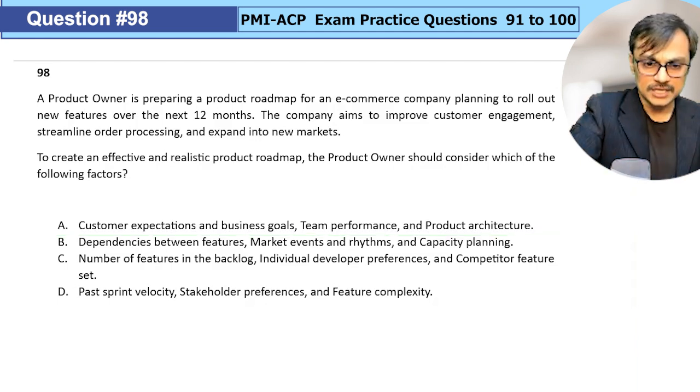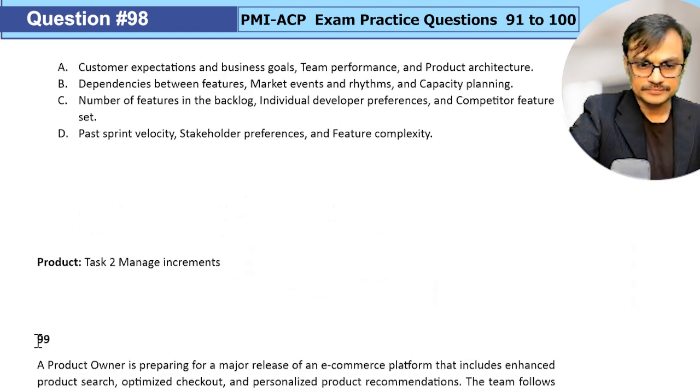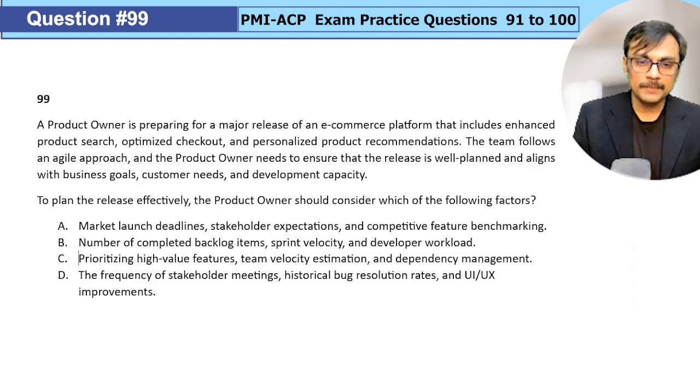Yeah. So this is task 2, manage increments. Question number 99. A product owner is preparing for a major release for an e-commerce platform that includes enhanced product search, optimized checkout, and personalized product recommendations. The team follows an agile approach, and the product owner needs to ensure that the release is well planned and aligned with business goals, customer needs, and development capacity. To plan the release effectively, the product owner should consider which of the following factors.